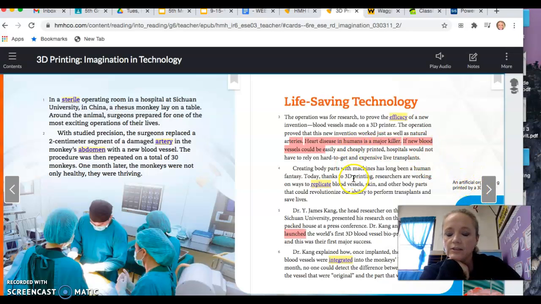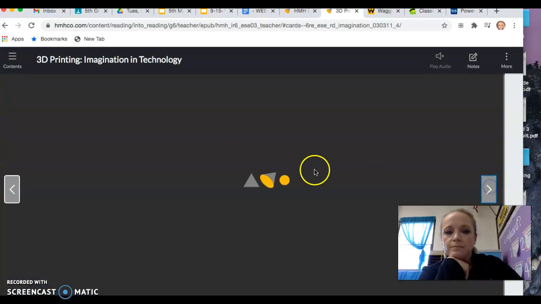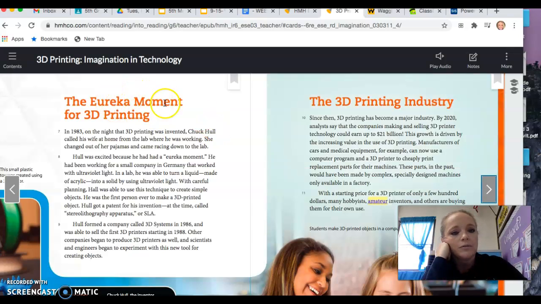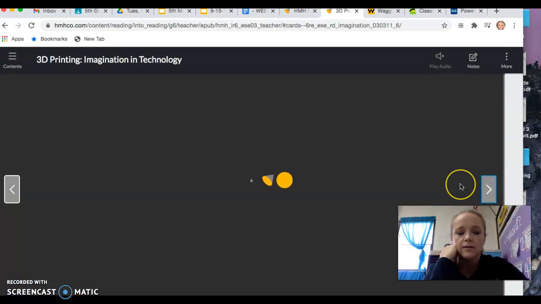The goal is just to train your brain to try to think of what are the 1, 2, 3 most important things on that page. You're going to do that again for the Eureka moment. You may only have 1 or 2 things highlighted here. The 3D printing industry has become an industry where people are making lots of money. So highlight maybe 1 or 2 things on this page.